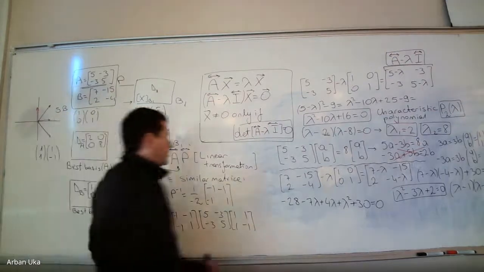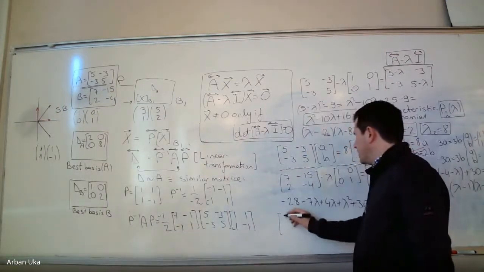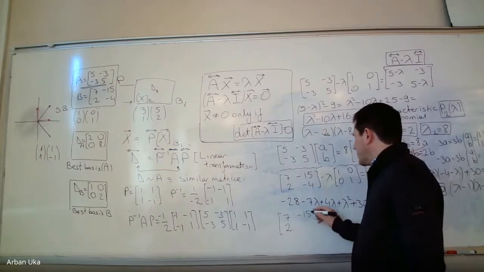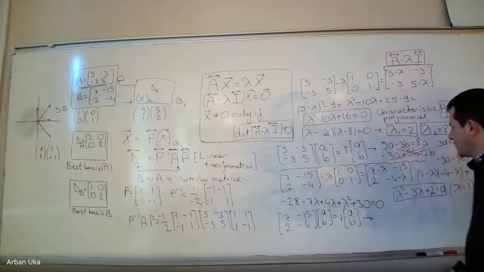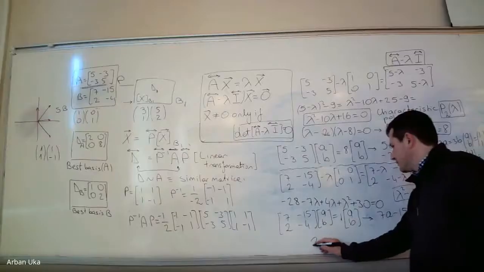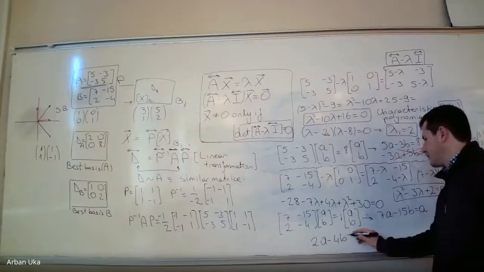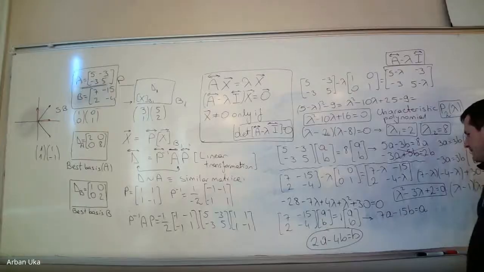So how can we find those? We can try to find the eigenvectors. What would be the first equation? 7a minus 15b equals a. And the second will be 2a minus 4b equals b. But similar to the first case, I think we can omit the second equation because it is linearly dependent on the first one. So we can just continue with the first equation.